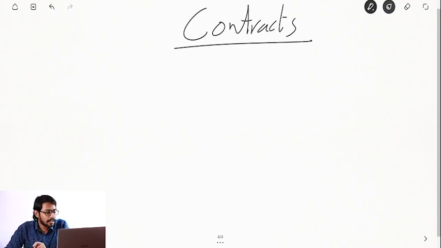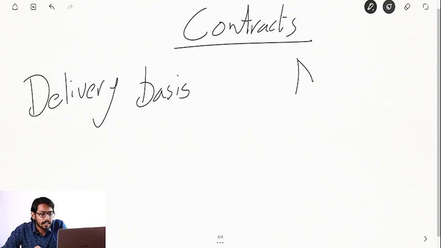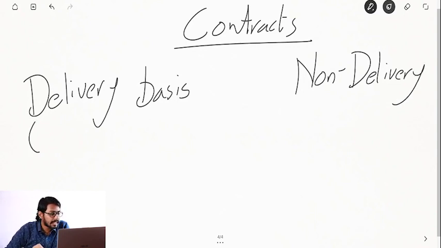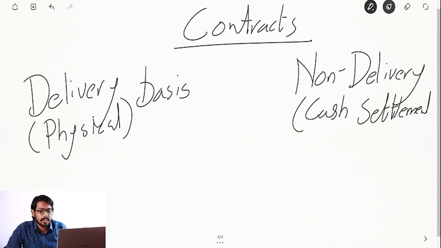There is one on delivery basis, or physical delivery, or there is a contract on non-delivery basis or net basis. Delivery basis is also called physical settlement. Non-delivery is also called cash settlement. So these are the words. One of the RTP questions was: explain contracts on delivery basis and non-delivery basis. That's a theory question.